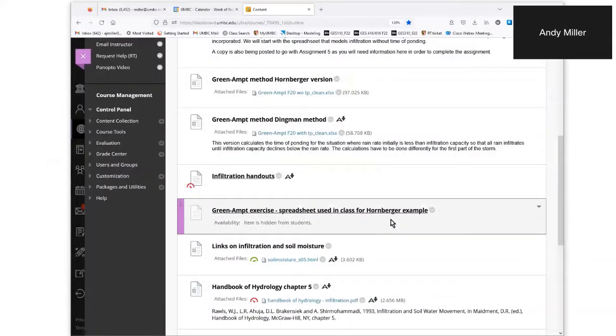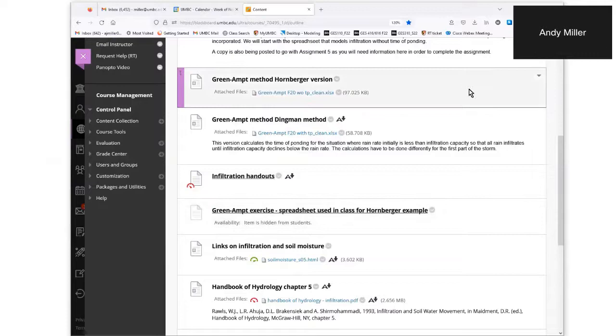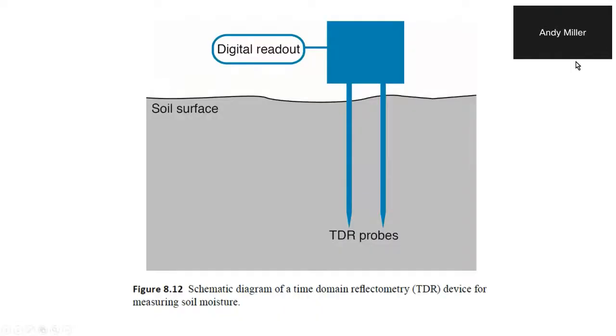So if you need to go take a bathroom break or something, go ahead and do that. But have the first spreadsheet on your desktop, and we'll start talking about it in a couple of minutes.